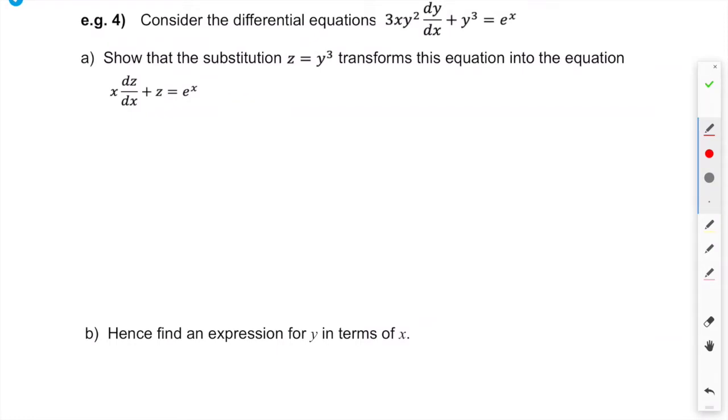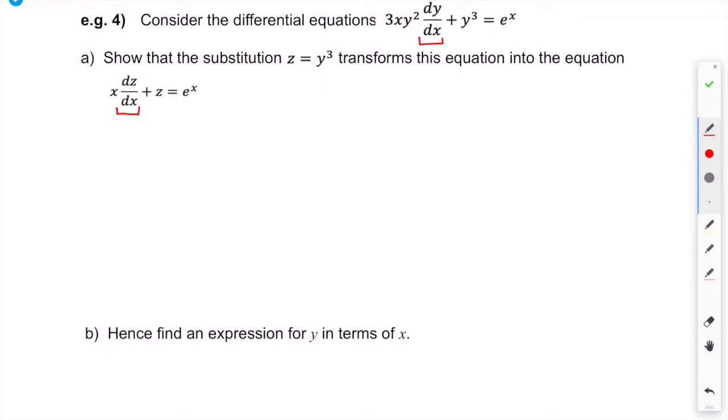Consider the differential equation. This is a differential equation relating x and y. Part A: show that the substitution z equals y cubed transforms the original equation into this new equation, which involves dz by dx. So in my mind, I will be speculating something about the chain rule, because we're connecting 3 different variables here.